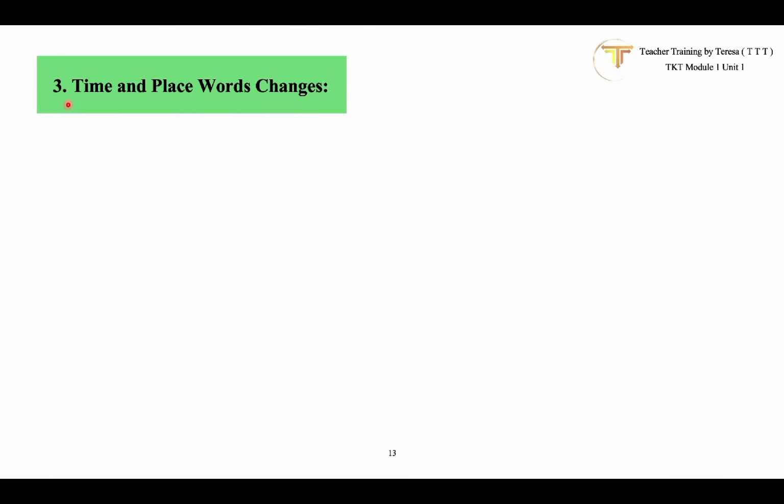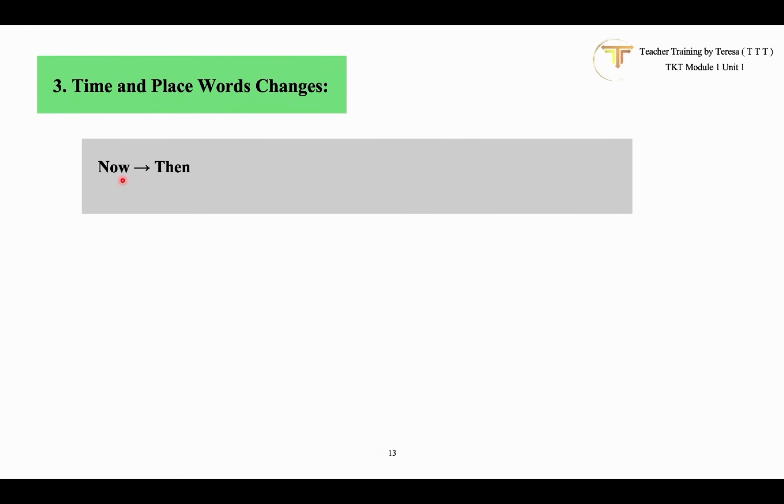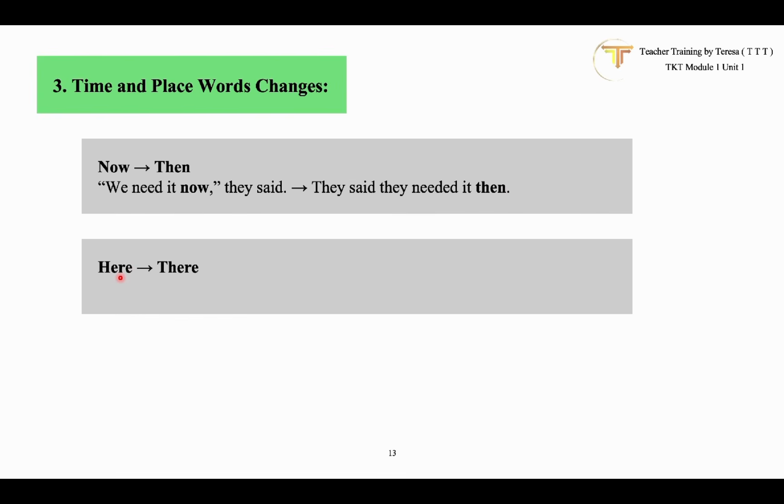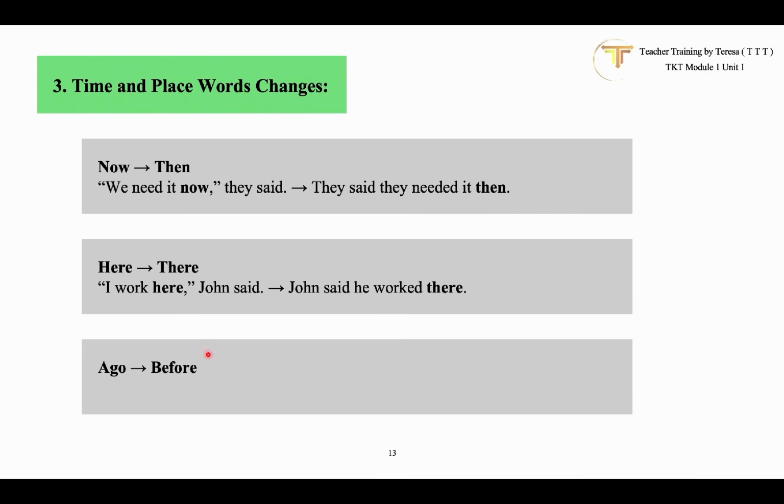3. Time and place words changes. Now, then. "We need it now," they said. They said they needed it then. Here, there. "I work here," John said. John said he worked there. Ago, before. "I met her 2 days ago," he said. He said he had met her 2 days before.